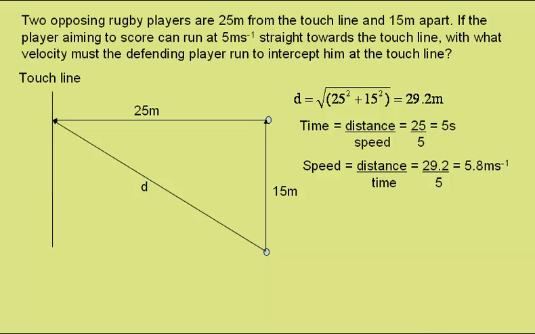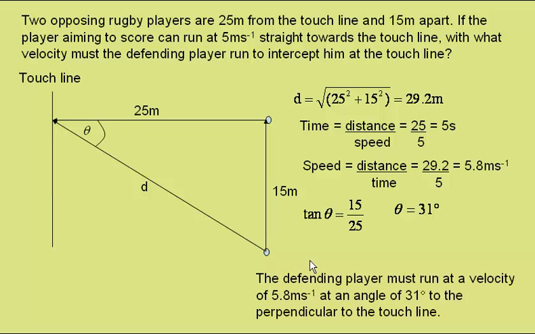Don't forget we've been asked to find the velocity of player 2, not just their speed, and so we must also find a direction. I'm going to find this angle theta. tan theta is equal to opposite over adjacent, or 15 over 25, which gives theta 31 degrees. A quick look at the diagram confirms that that is roughly correct. So we can say that the defending player must run at a velocity of 5.8 meters per second at an angle of 31 degrees to the perpendicular to the touchline.